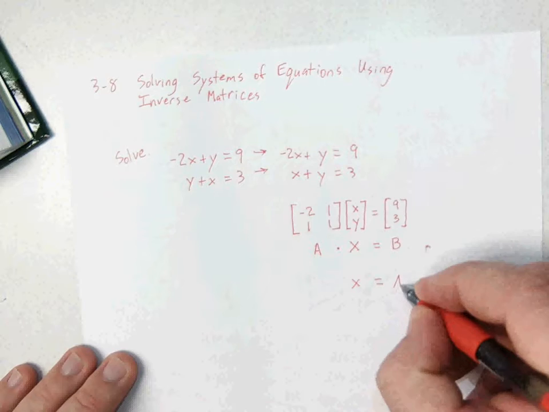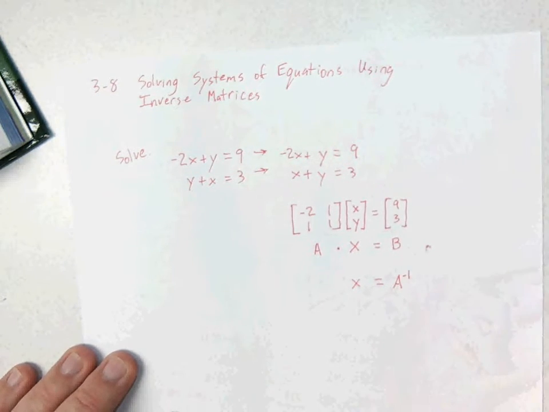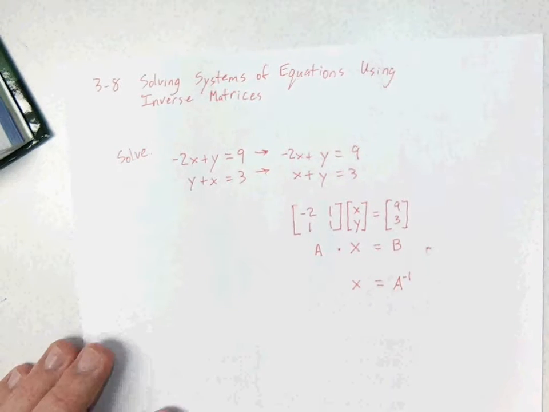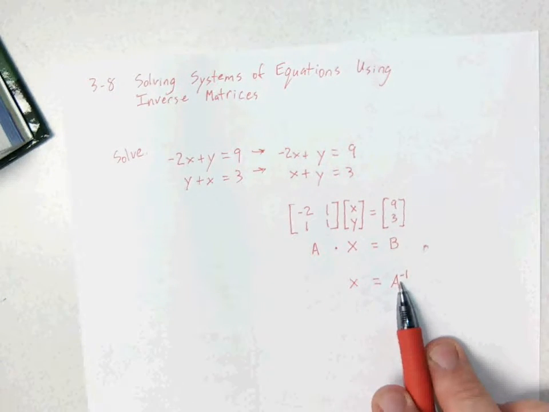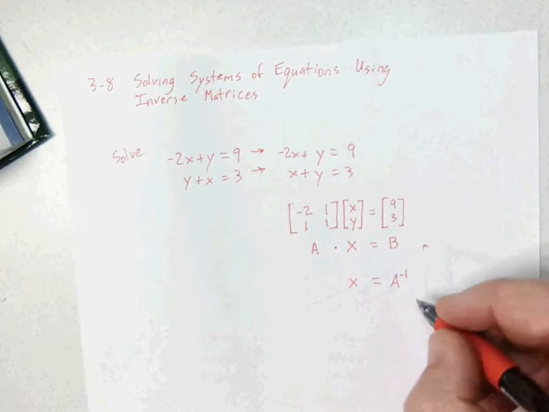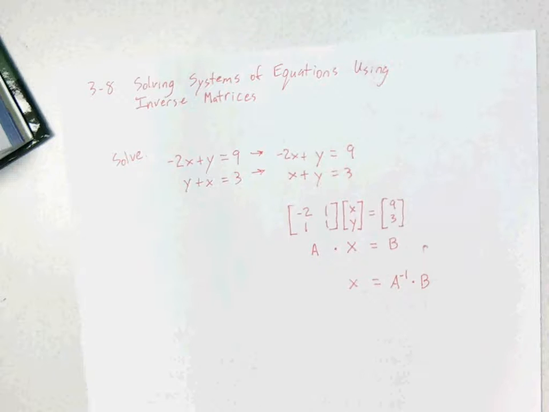Here's how we symbolize an inverse. I give it an exponent of -1. That's how we symbolize inverse. And so I move it over to the other side. I do its inverse. That's how I move it to the other side. And then it's multiplied by the B that was there. The inverse of A has to come first, and the B has to come second. That's very important.